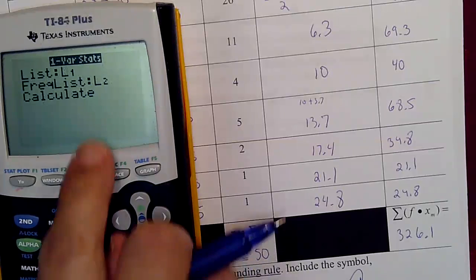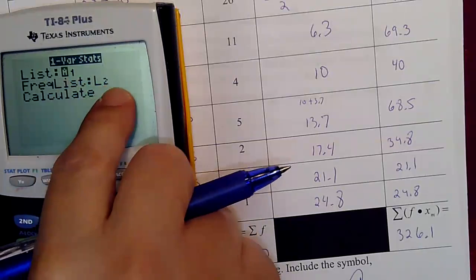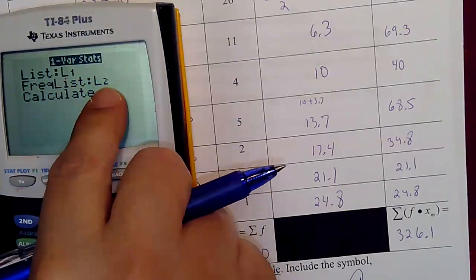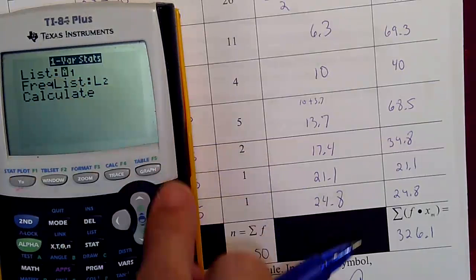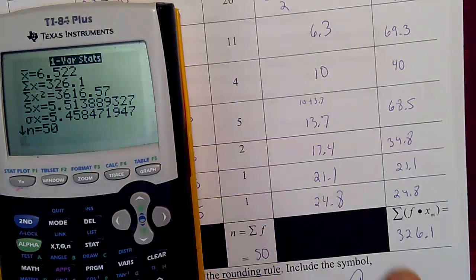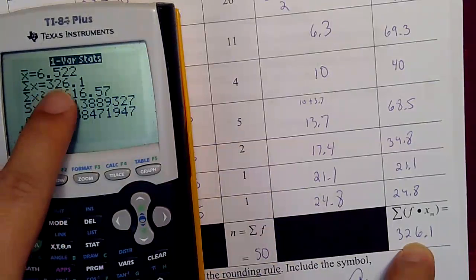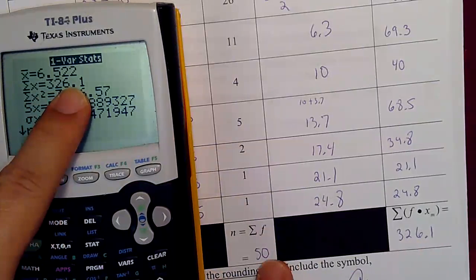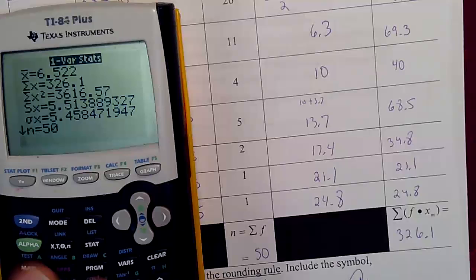And then this is good. Depending on what you're doing, sometimes you have to remove this, but we're doing a grouped frequency distribution, and this is correct. L1 and L2, and then just hit calculate. And then what you can do is check this number, 326.1. See, that's that. You can check this number, see, 50. And then you want to check your mean.